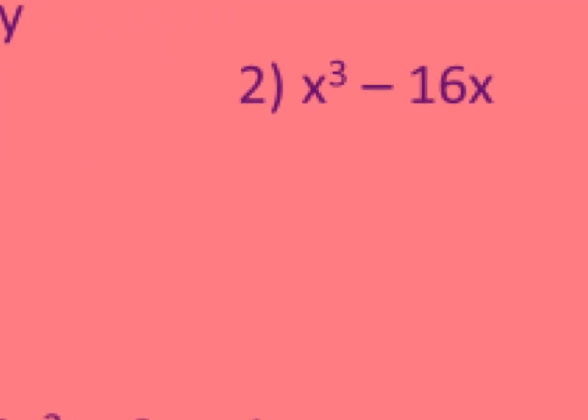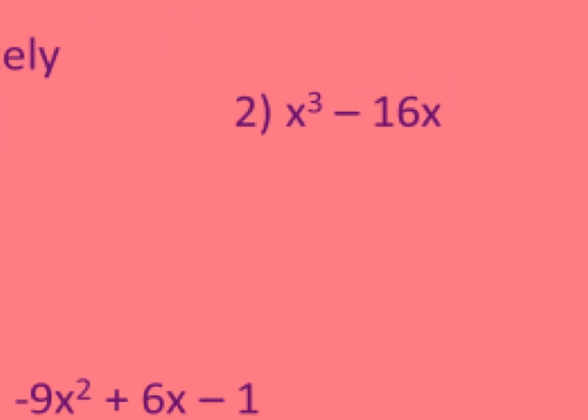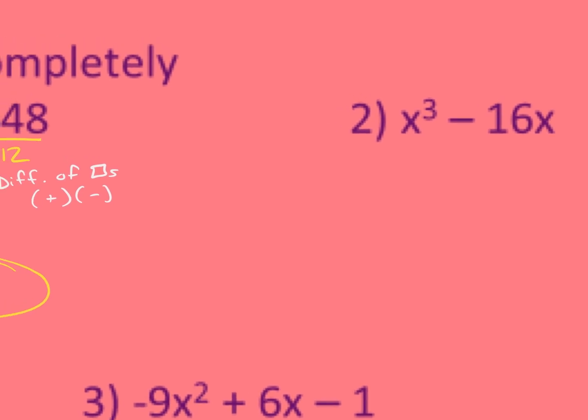Let's look at number 2. What should we do first to factor number 2? Take out the GCF. What is our GCF? X. Let's divide out the x. When we divide out x, what are we left with?